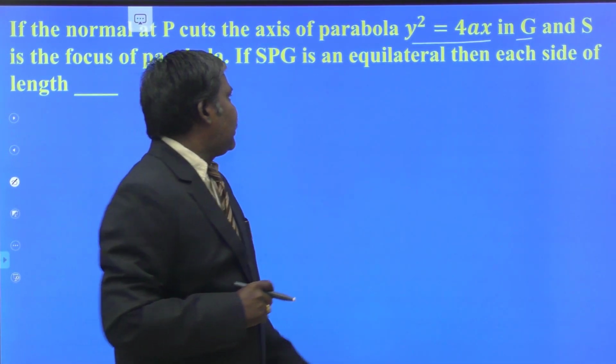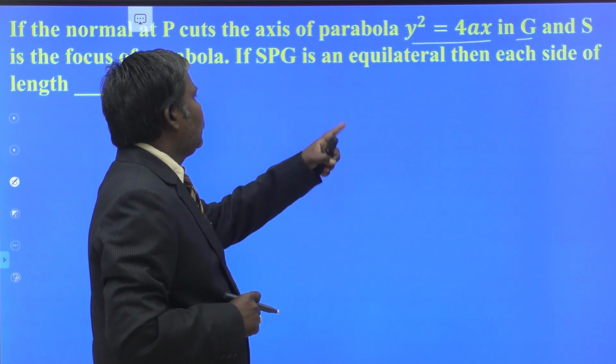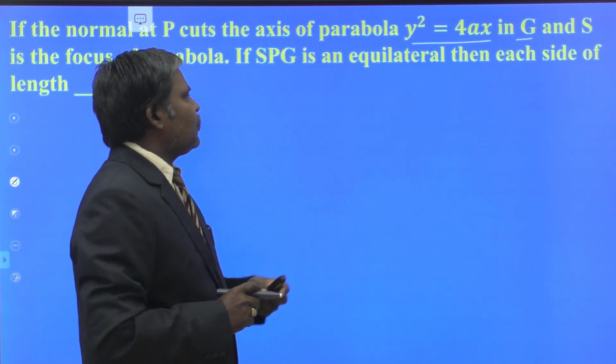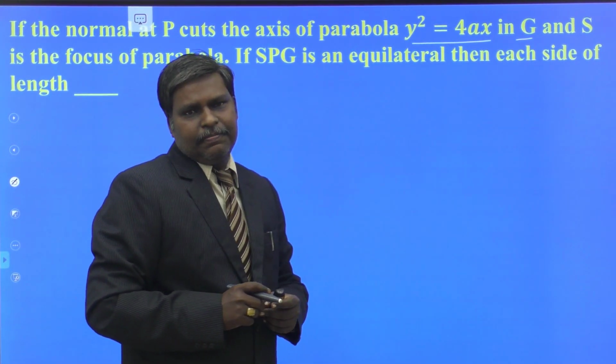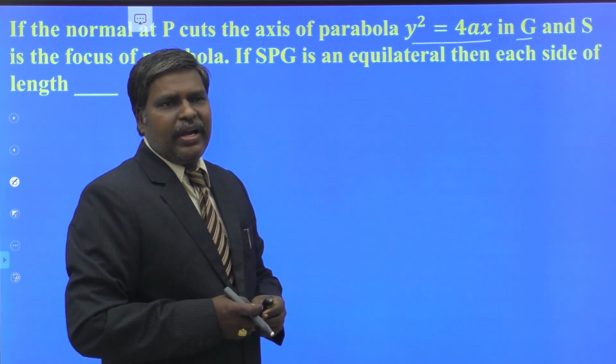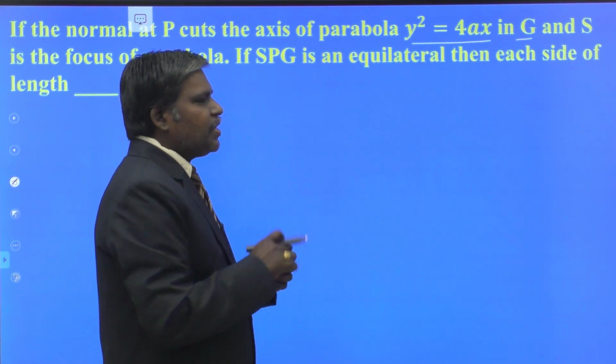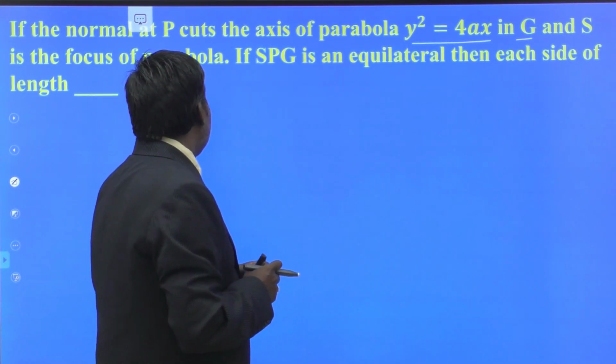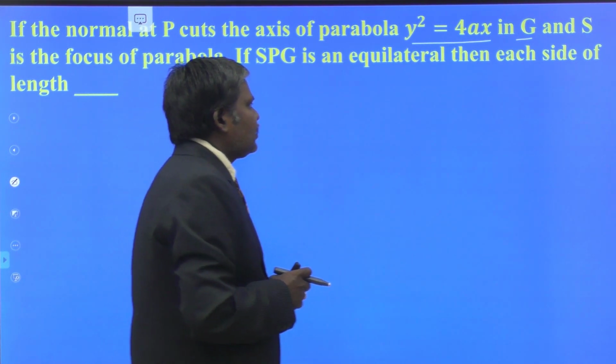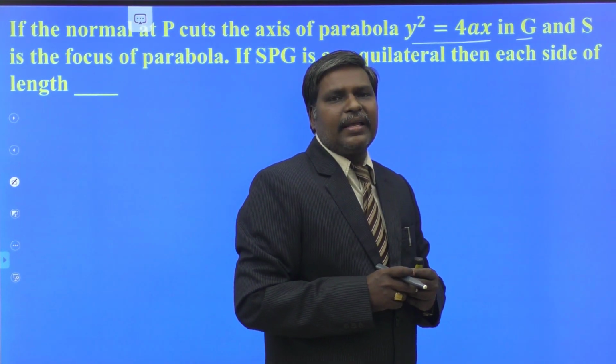So P is any point on the parabola. The normal at that point intersects the axis of the parabola in G, and S is also a point on the axis. SPG forms an equilateral triangle. Then you have to find out the length of each side of that equilateral triangle.